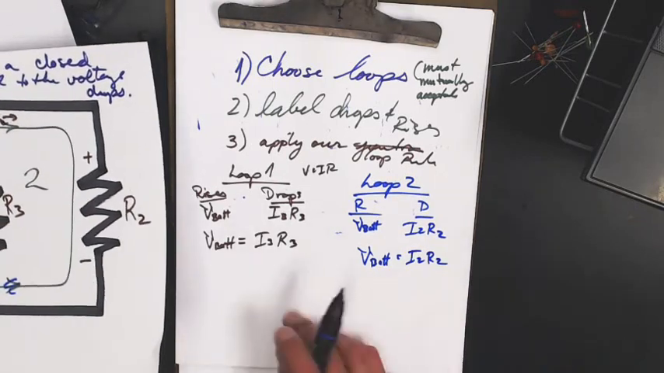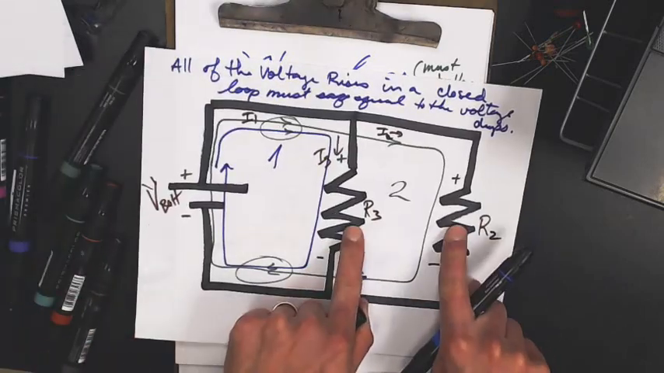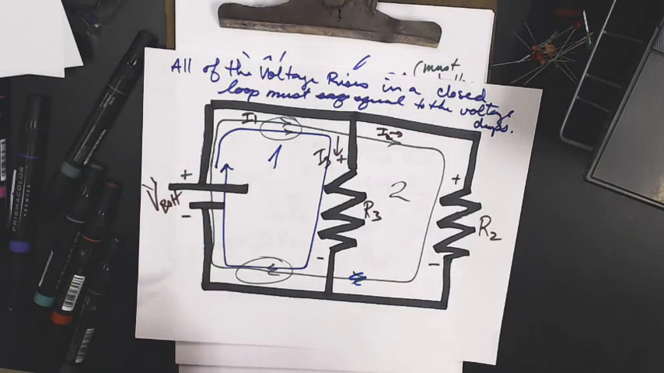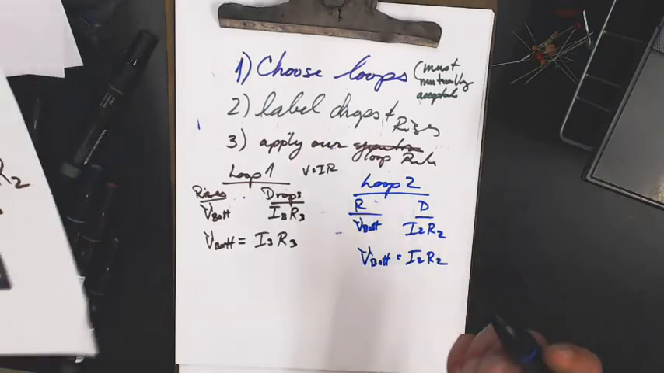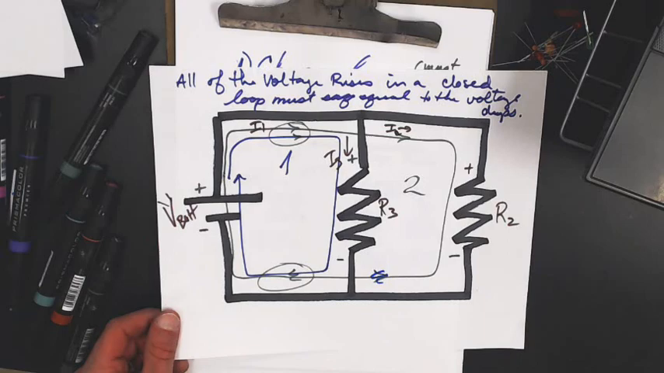So now, oh, look at that. It's something I already know. When they are in parallel, they should be at the same voltage. Very nice. So that's how you do the loop rule. In our next video, we'll do some examples.